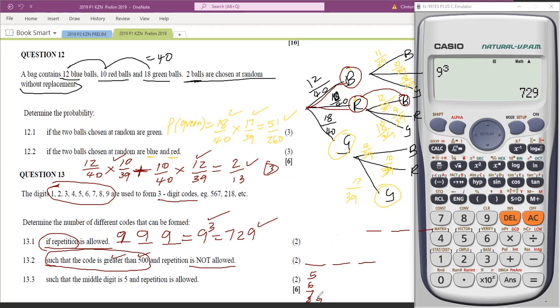So how many options do I have to pick out of the total? I have only 5 options. So in a pool of 9 digits, for me to have 5,000 and above, I have 5 options. I can either pick this, that, or that, right? Now let's go to the second condition.